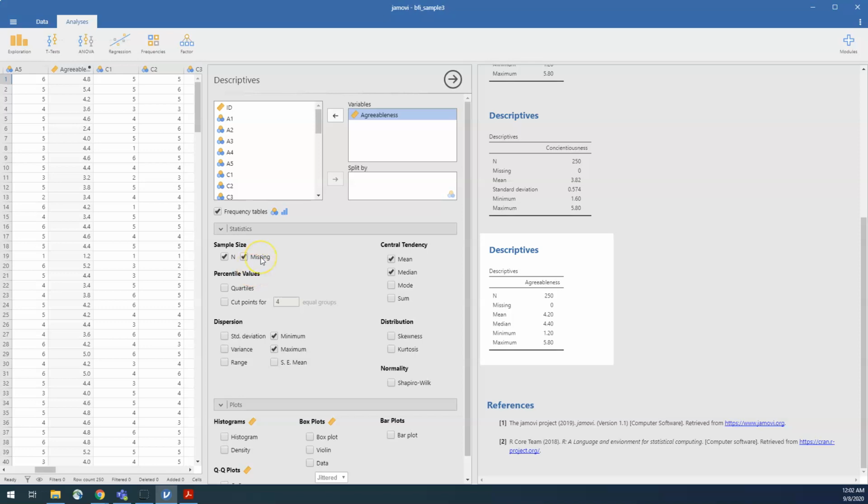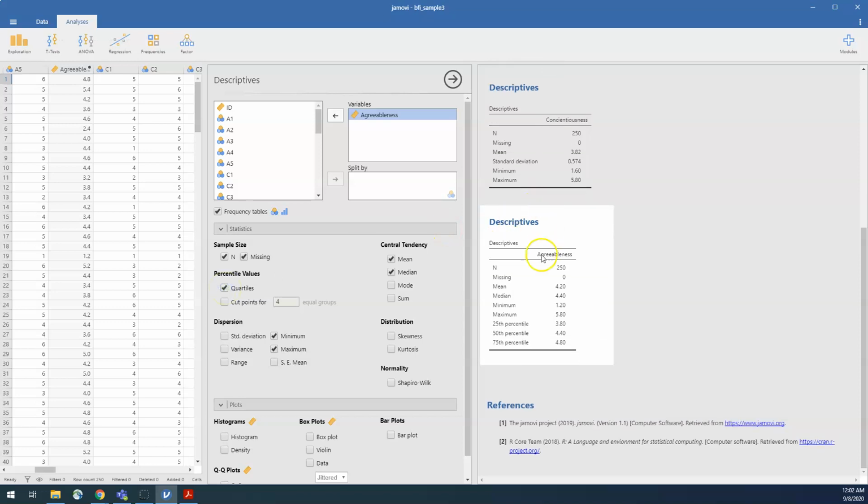The next thing I want to talk about is the concept of the interquartile range. Remember, you read about this in the textbook, and the way you get this is by checking this quartiles. It will update our table here to tell us not only the minimum and maximum, but the 25th percentile, the 50th percentile, and the 75th percentile.